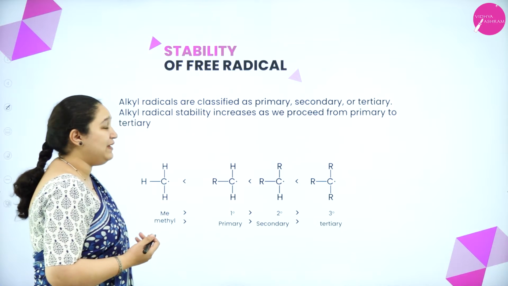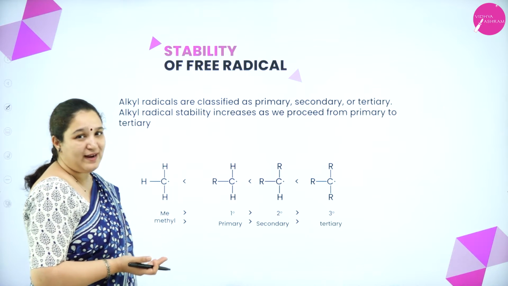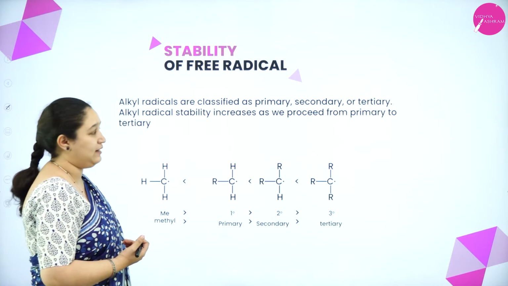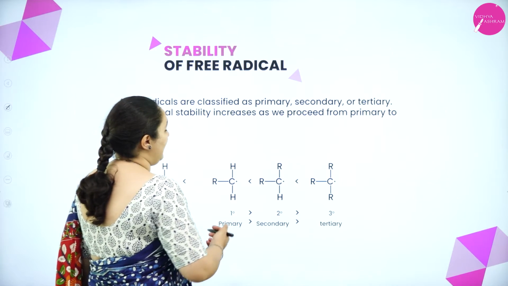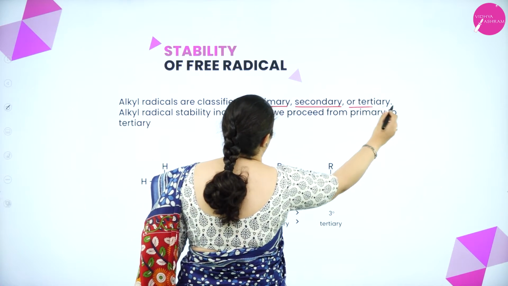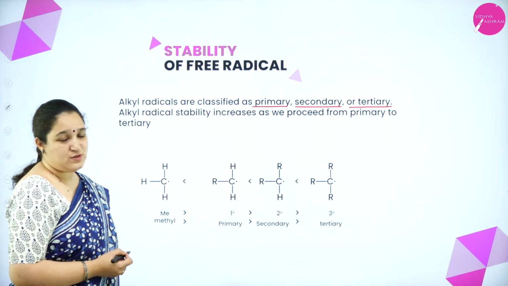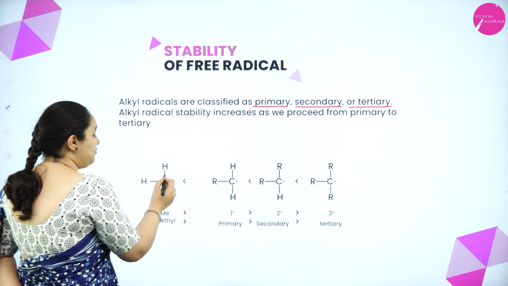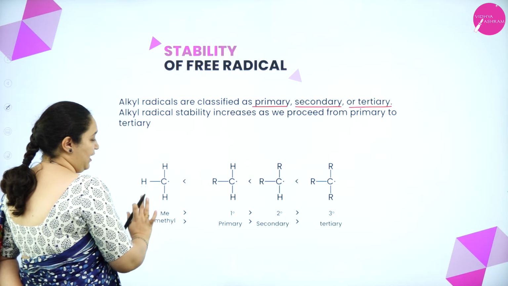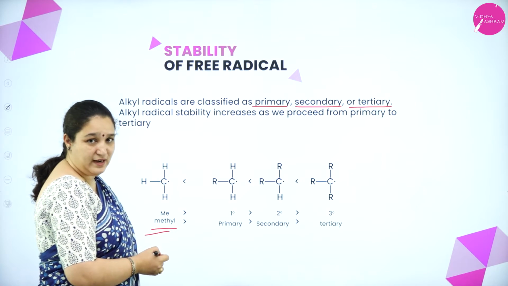Next is stability of free radicals. Which is more stable? Just like carbocation, you need to know the stability of free radicals also. Alkyl free radicals are classified as primary, secondary or tertiary, and the stability is as follows. Here also, remember, the carbon atom alone, only one carbon atom with 3 hydrogen atom and 1 extra electron, we call it as methyl free radical.